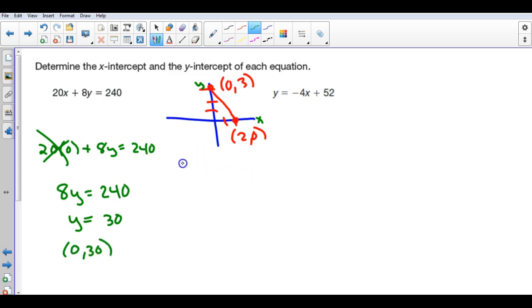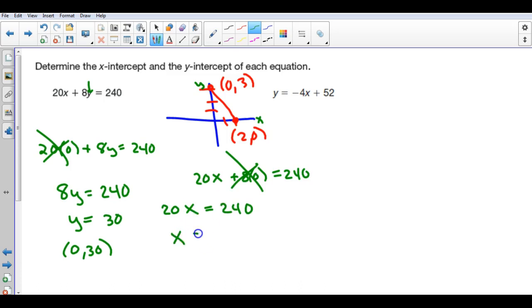In order to find the x-intercept, I'm going to just substitute 0 in for y. 20x plus 8 times 0 equals 240. Like I said, this part's going to drop out because anything times 0 is 0. So you get 20x equals 240. And that's going to end up being, when you take 240 divided by 20, you're going to end up with 12. So that coordinate would be the point 12, 0. So this is your y-intercept because I have a value for y.